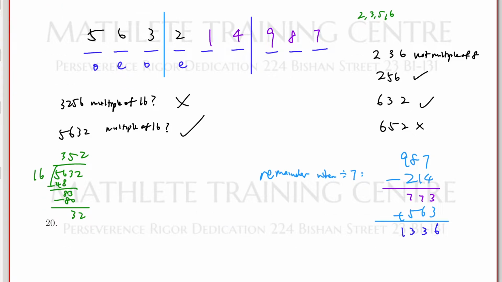Now 1, 3, 3, 6, let's divide by 7. 1, 3, 3, 6 divided by 7 here. I can minus off a 7. 63 divided by 7 is a 9, exactly. And then the remainder is just going to be 6. So therefore, the answer for this question is 6.